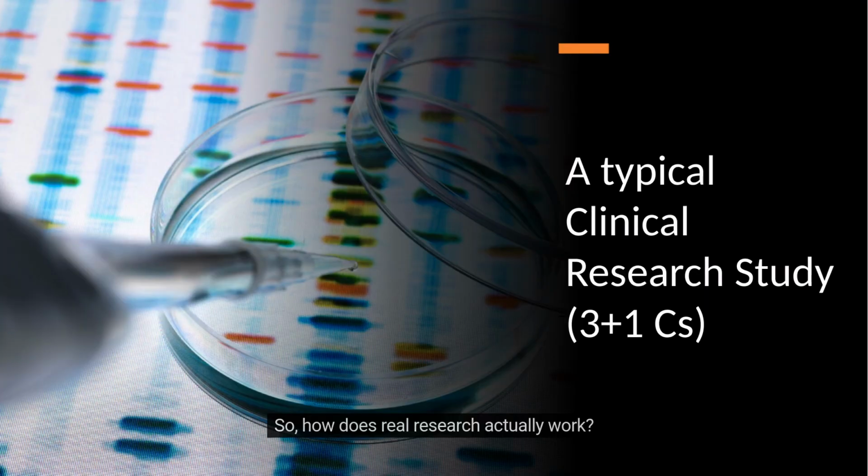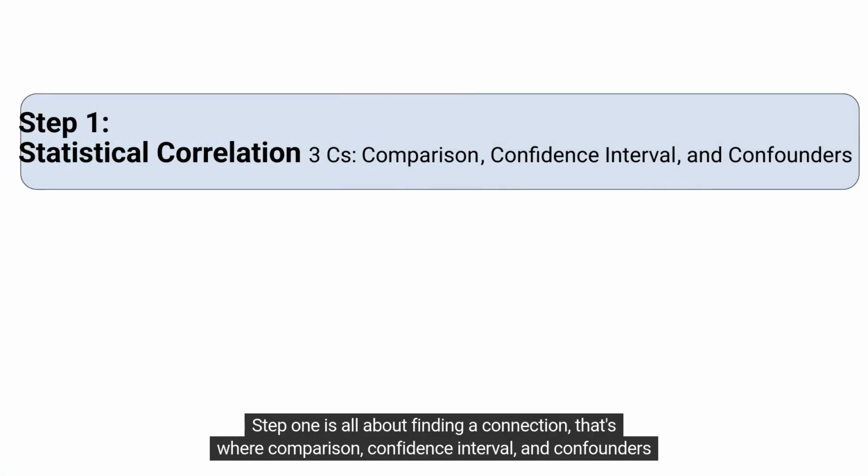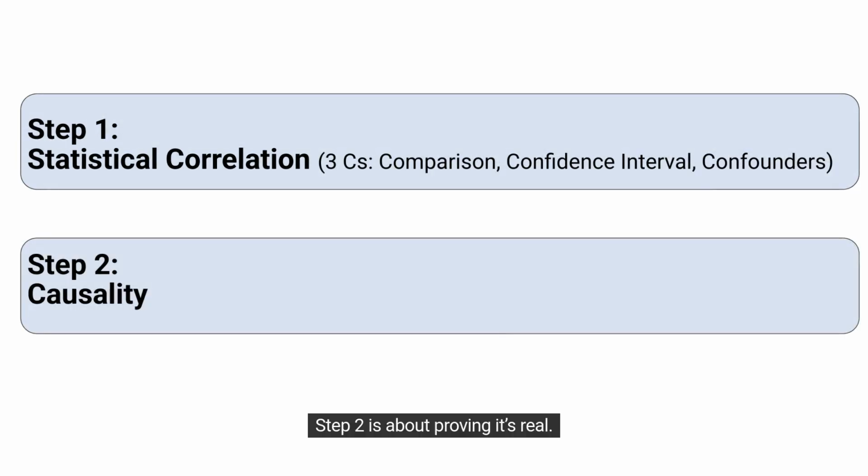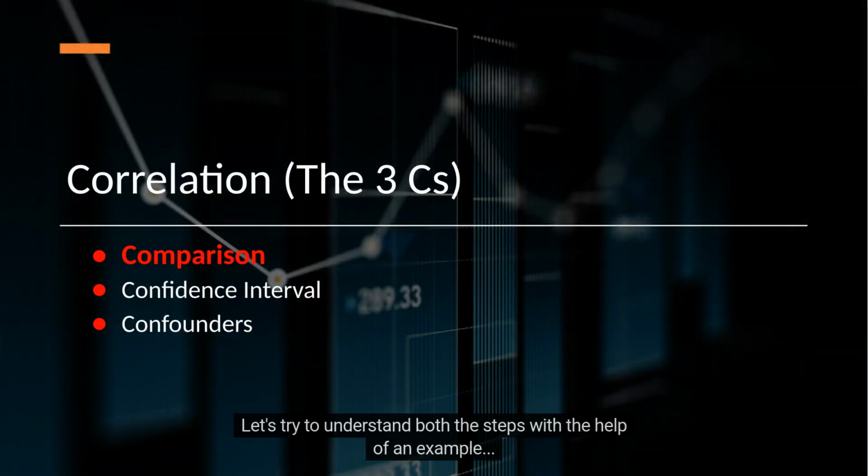So, how does real research actually work? We follow a simple, powerful framework, the so-called 3+1 Cs. Step 1 is all about finding a connection. That's where comparison, confidence interval, and confounders come in. Don't worry, we'll unpack each of these in just a moment. Step 2 is about proving it's real, moving from correlation to causation. Let's try to understand both the steps with the help of an example.